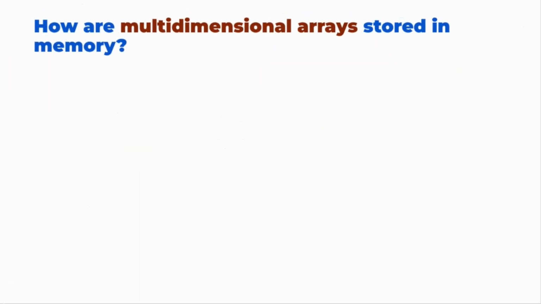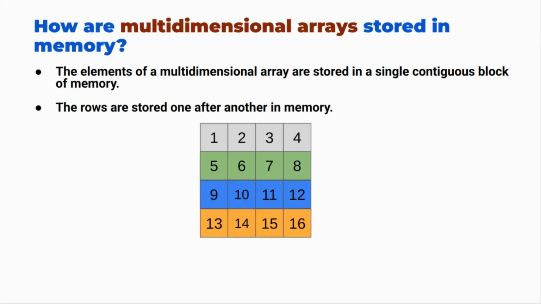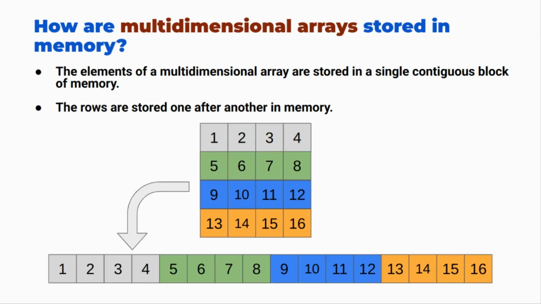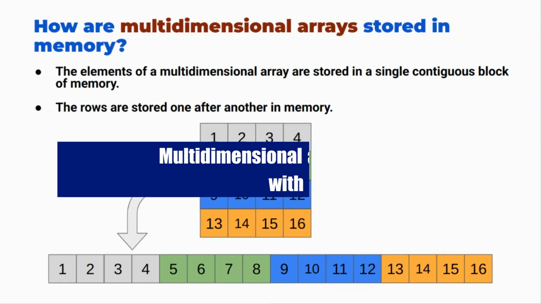How are multidimensional arrays stored in memory? The elements of a multidimensional array are stored in a single continuous block of memory. Rows are stored one after the other in memory. For example, we have this array containing 4 rows and 4 columns. How will this get stored in memory? So first row will get stored, next to that second row will get stored, next to that third row will get stored, and next to that fourth row will get stored. So rows are stored one after the other in memory in contiguous fashion.